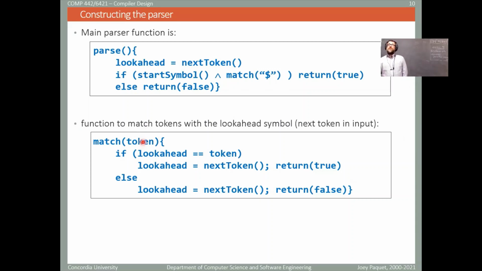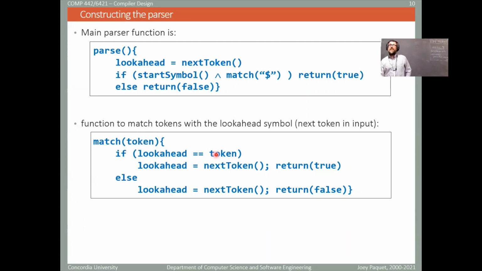So this match function will take the token you're expecting and compare it with the look-ahead. You compare what you expect with what you have. If what you expect is what you have, then you say that what you had was successfully parsed, and you continue to the next token. And if not, then you say, well, that was a parsing error.